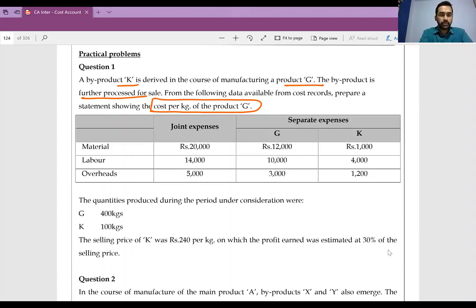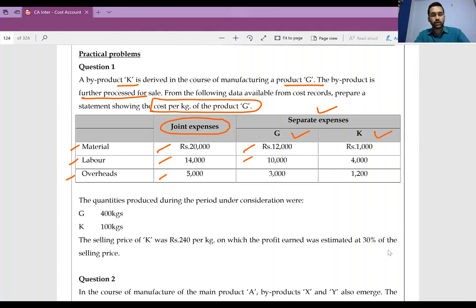Okay. Material cost, labor cost, overhead cost. Look at this. Joint expenses. They did not say whether it is for G or K. We should know joint expense means it is for G and K both put together. Correct. Next, separate expenses. Obviously, it will be separately given for G and K. We know because the name itself is separate expense. You have material, labor, overhead everywhere.